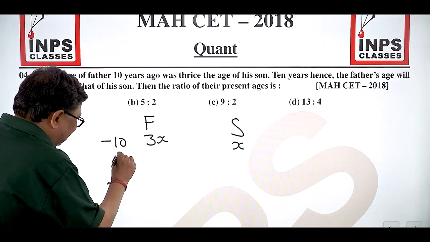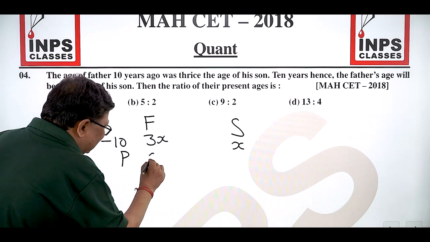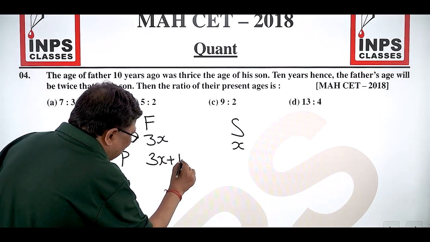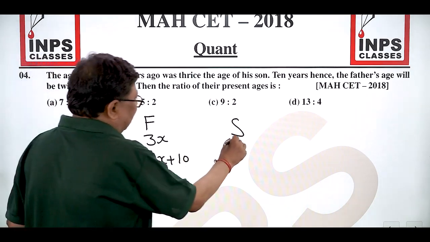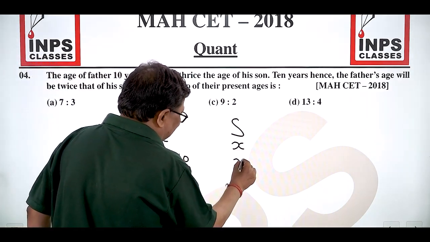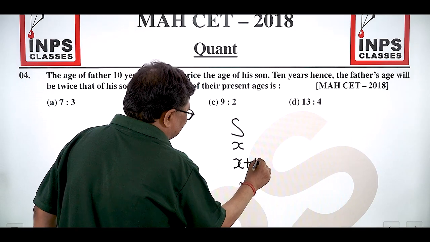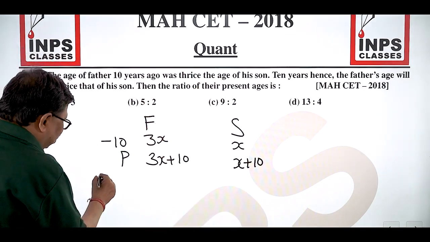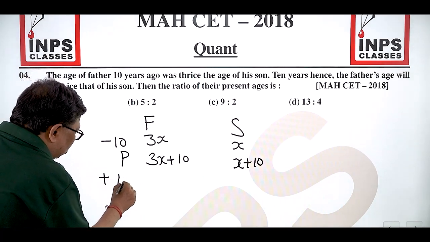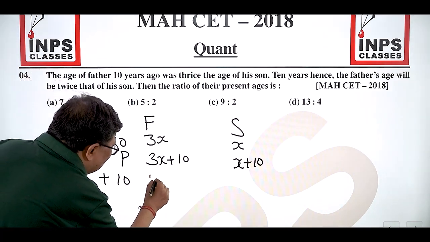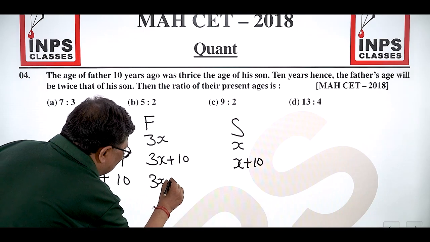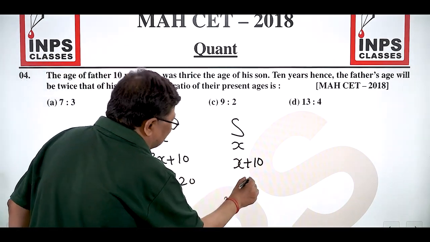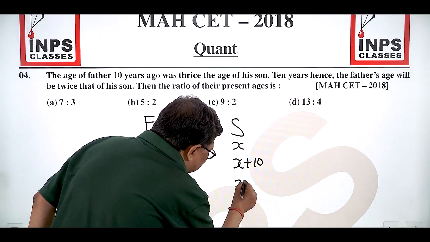So what will their present ages be? 3x, this was 10 years ago. So at present 10 years have increased, so 3x plus 10. Similarly, here 10 years have increased, so this would be x plus 10. Now it is talking about 10 years hence, meaning 10 years in the future. So again 10 will be added to this. The age of the father will become 3x plus 20, and the son will become x plus 20.